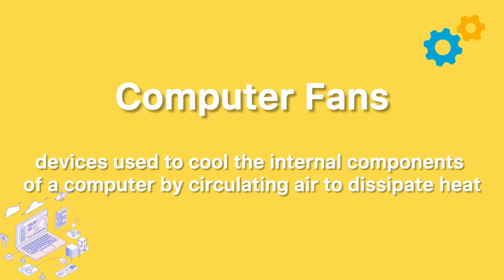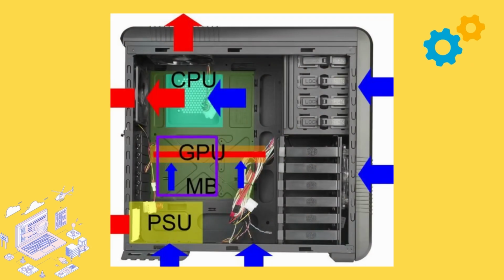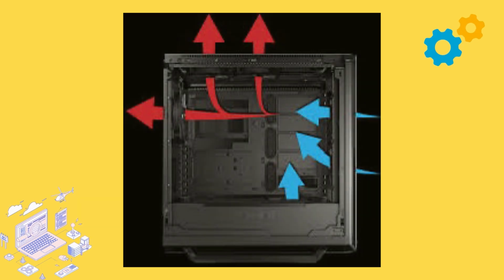Computer fans are devices used to cool the internal components of a computer by circulating air to dissipate heat. They are essential for maintaining the proper temperature of critical parts like the CPU, GPU, and power supply, which generate heat during operation. By drawing cooler air from outside the computer case and expelling hot air, fans help prevent overheating, which can cause performance issues or damage components.